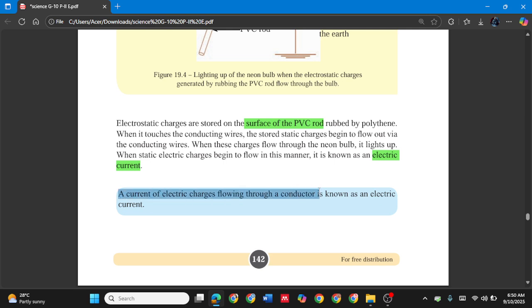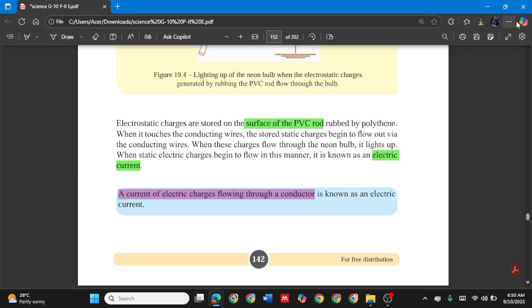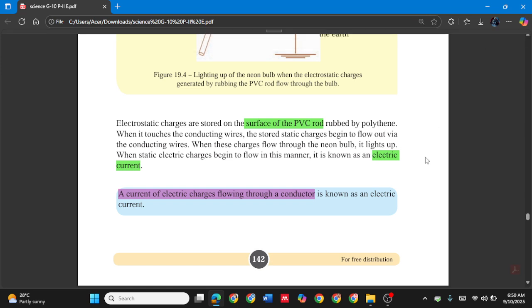So what is electric current? A current of electric charges flowing through a conductor. It should be a conductor, otherwise it doesn't allow these charges to go through it, because the conductors are the ones that let charges go through them.